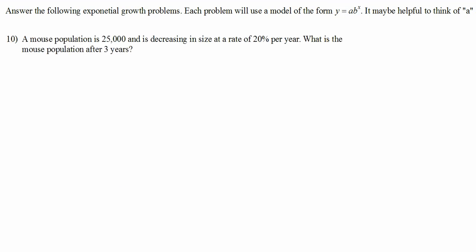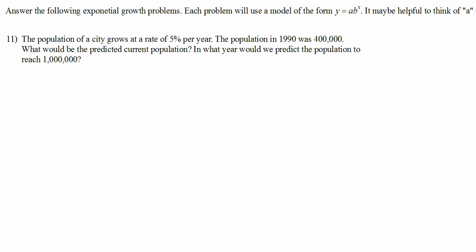All right, number 11. We've got a population that's growing here of a city, and it says the population in 1990 was 400,000. What would be the predicted current population? And then another question, in what year would we predict the population to be 1 million? So current population, let's put an equation together here first. So 5% is our rate, and it's growth, so we would have 1 plus 0.05. You can write that just as 1.05 if you want.